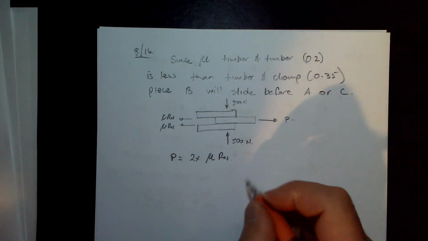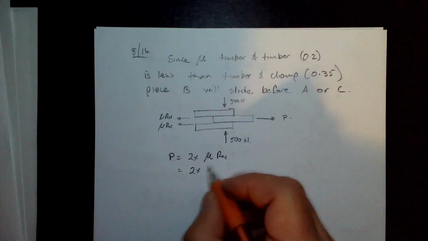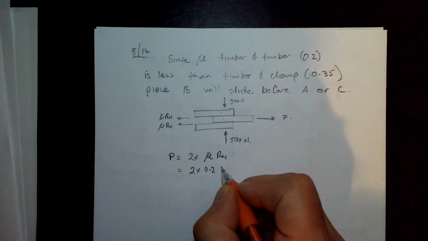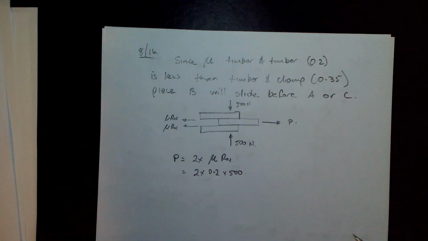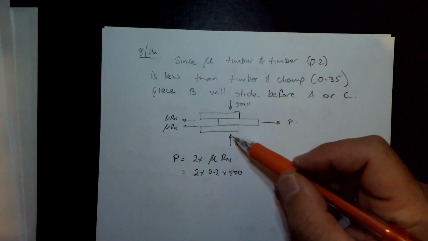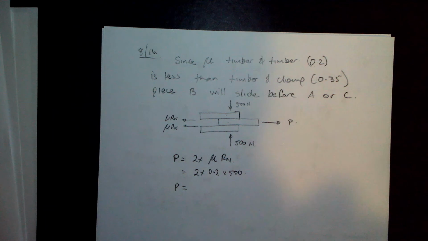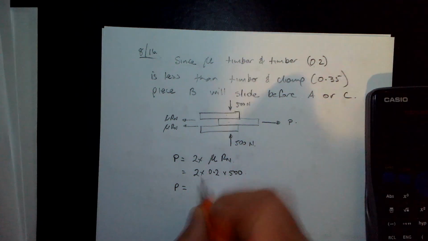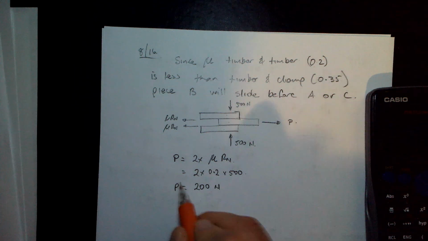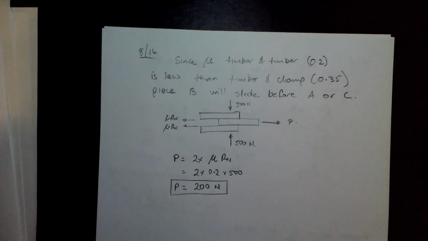Right, we know we've got 2 times, we know that mu between those two bits of timber is 0.2, and we know that the normal force is 500. Okay, now we don't multiply the 500 by 2 because that resolves as one lot of 500. So if we calculate all that, then P has got to equal 2 times 0.2 times 500, which is 200. So if we apply a force or a pull of 200 newtons, we should be able to separate those two pieces of timber.